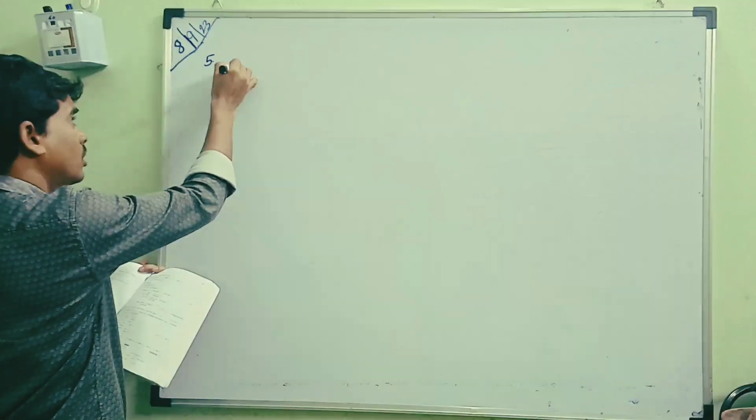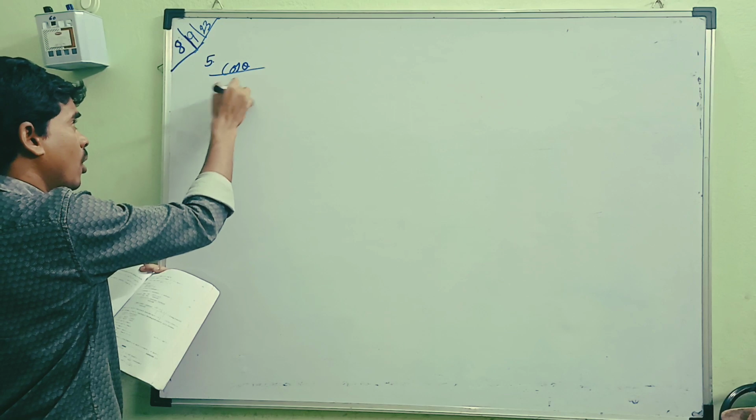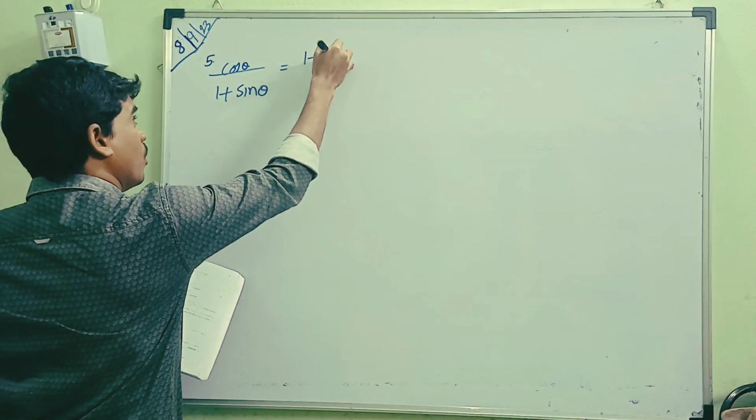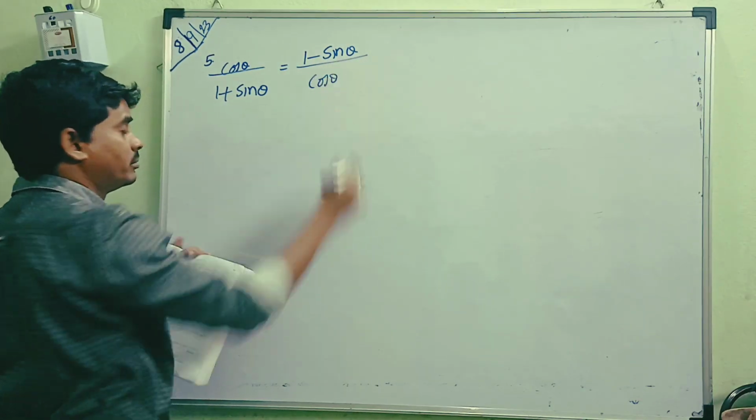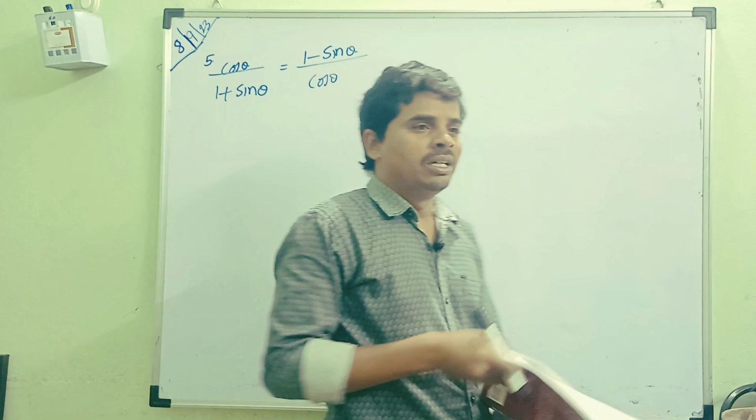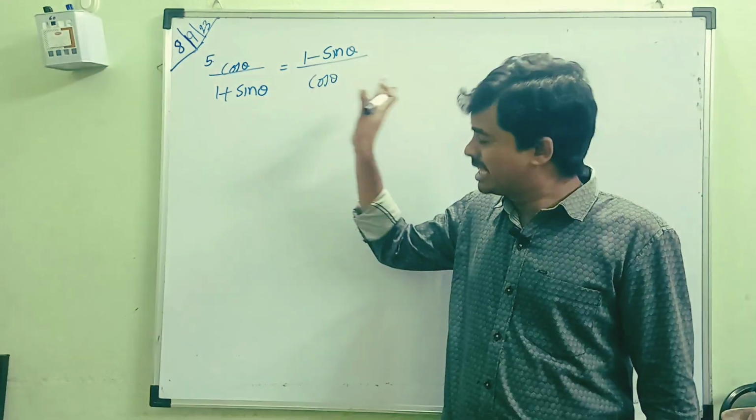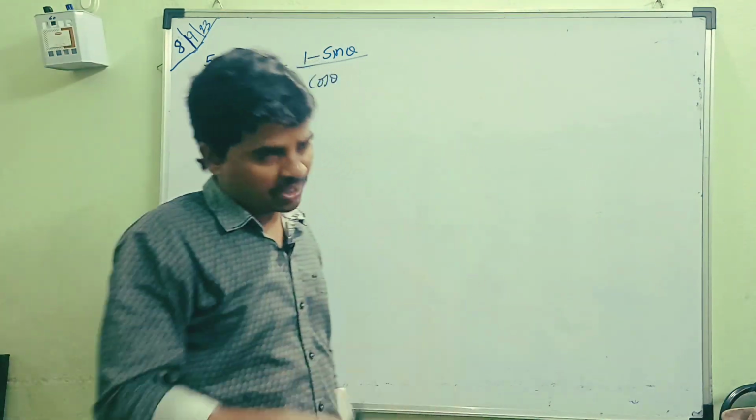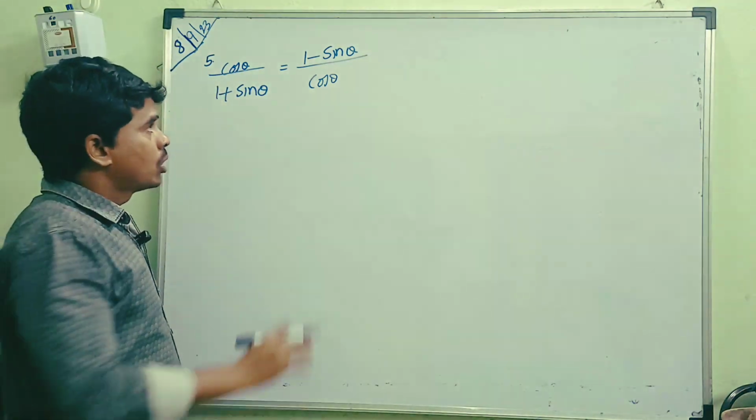Question number 5. Cos theta by 1 plus sin theta is equal to 1 minus sin theta by cos theta. Look here, this is very easy. Now by just observation, in seconds I understood what step I required to do. Okay? So how did I get this?